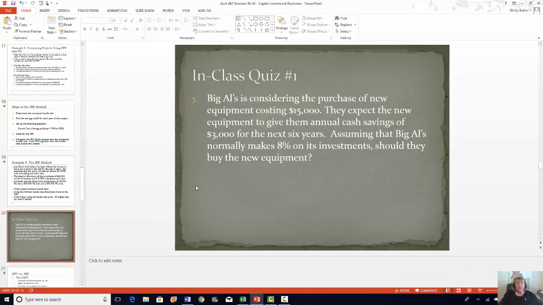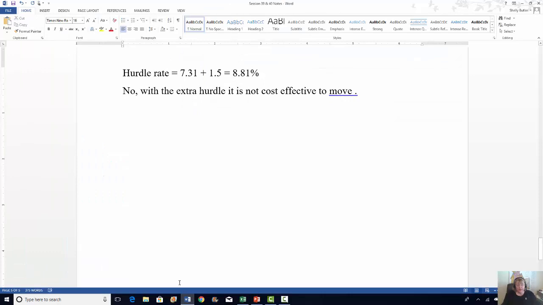Okay. So another in-class quiz. This one's pretty good. Big Al's is considering the purchase of a new equipment costing $15,000. They expect the new equipment to give them annual cash savings of $3,000 for the next 6 years. Assuming that Big Al's normally makes 8% on his investment, should he buy the new equipment? So let's go back to our document, and this is in-class quiz. So the new equipment is $15,000 for Al, and his IRR is 8%.